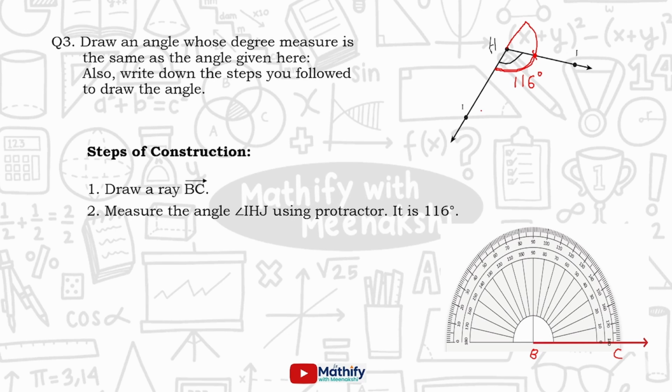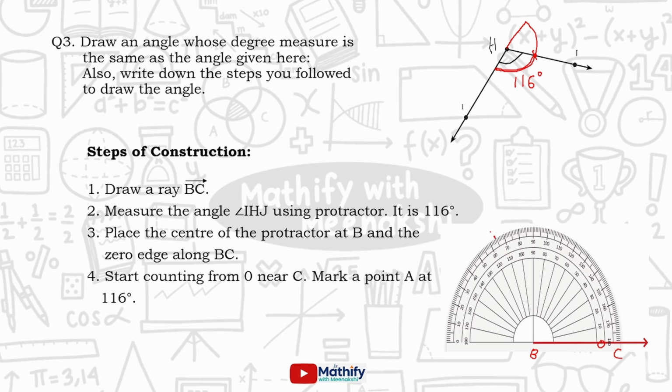So you will place the center of the protractor at B and the 0 line along BC. And the fourth step, start counting from 0. And where is 0? 0 is inside. So you will see the inside numbers and mark a point A where we have 116. So just see carefully where we have 116. It's here. This is 116. So I will write this point as A. Now the last step is that you simply join this A with B and mark that angle as ABC, which is equal to 116. So I will simply join that. You will just draw that with the help of a ruler.